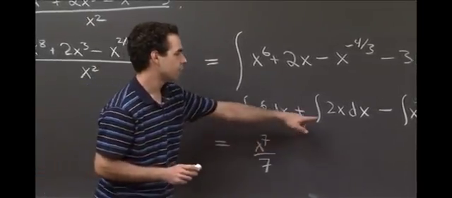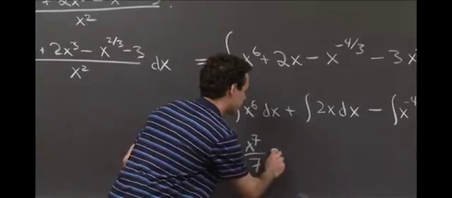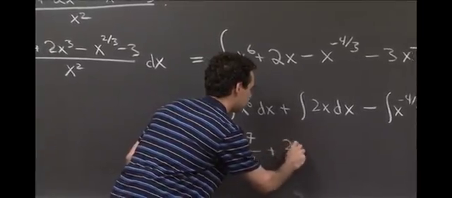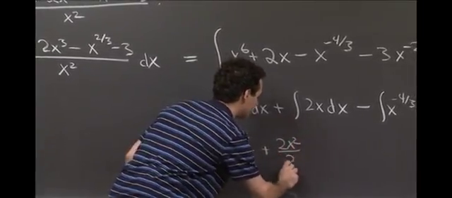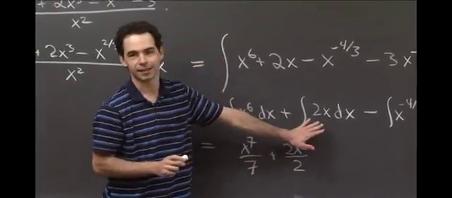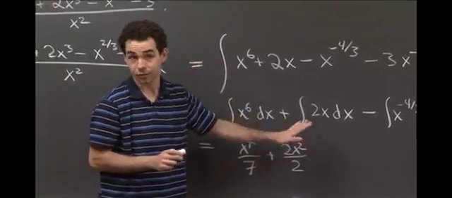over 7. 2x, so that's going to give us plus 2x squared over 2. Or if you like, you could just recognize right away that 2x is the derivative of x squared.